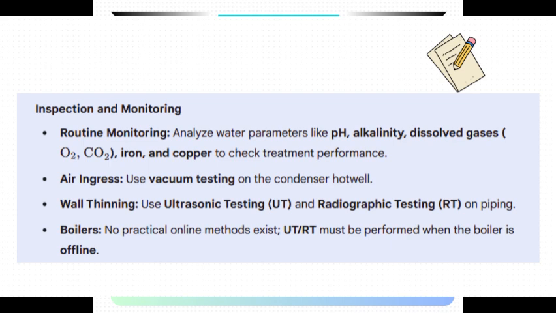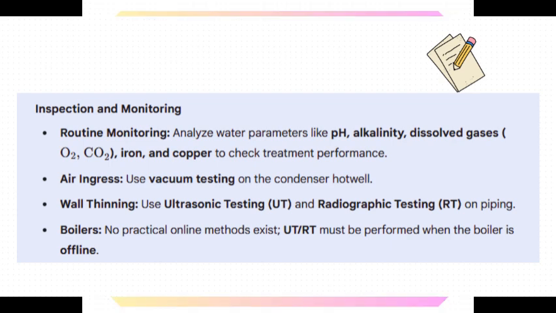That's the chemistry check. What about physically inspecting the equipment? How do you find that FAC wall thinning before a pipe bursts? Good question. For finding air leaks into the system, like into the condenser hot well, you might use vacuum testing. But for checking the pipe wall thickness itself, we rely on standard non-destructive testing, NDT, mainly UT, ultrasonic testing, and RT, radiographic testing. UT is sound waves, RT is like X-rays. Basically, yes. UT bounces sound waves off the back wall of the pipe to measure thickness. RT gives you an image, like an X-ray, to look for thinning or flaws.